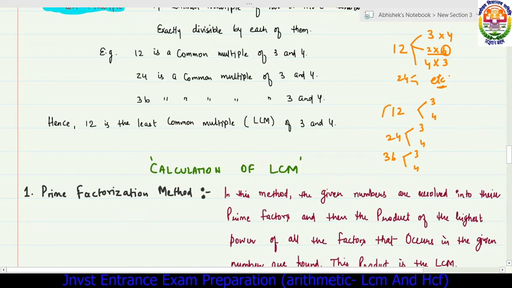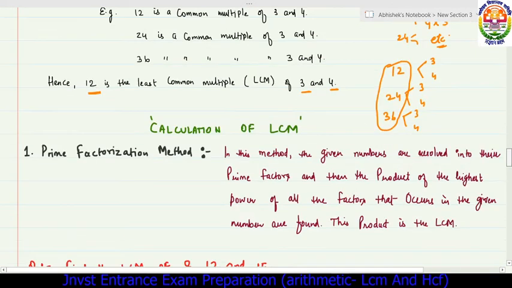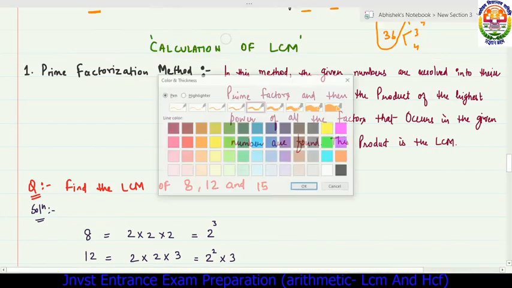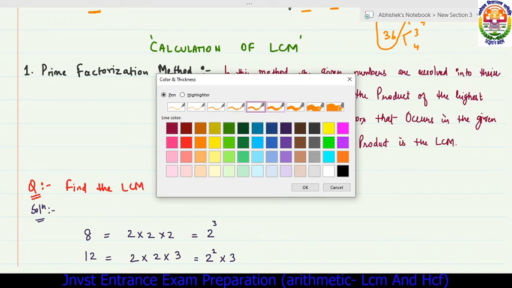So now, if I talk about the LCM of these numbers, that is 12, because this is the least number, 3 into 4. How do we calculate it? Let's talk about this. Calculation of LCM.